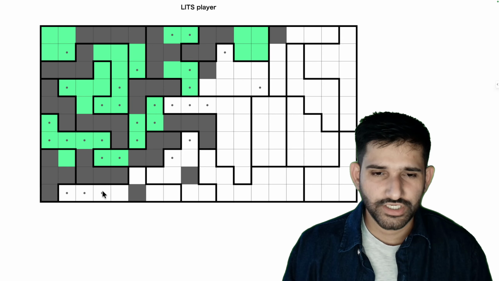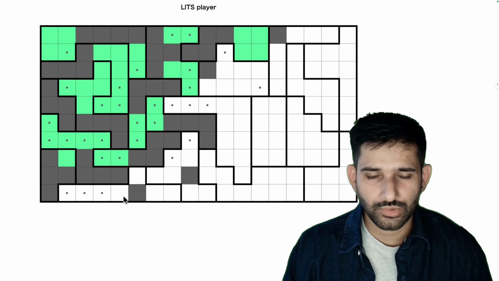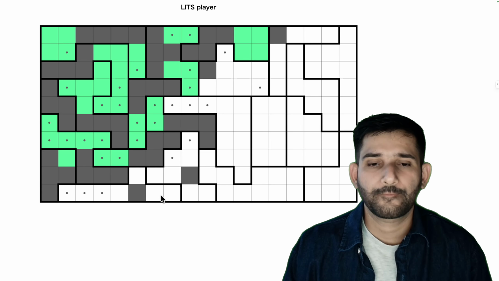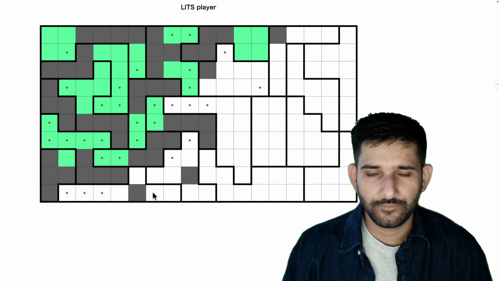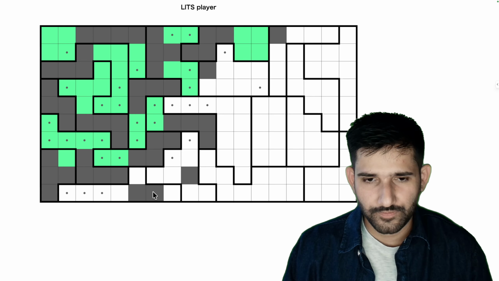This one is an unshaded cell because if this was shaded, then it would make these two shaded and this will be a 2 cross 2 region. Fine, so this is unshaded. So this has to be shaded. Right.